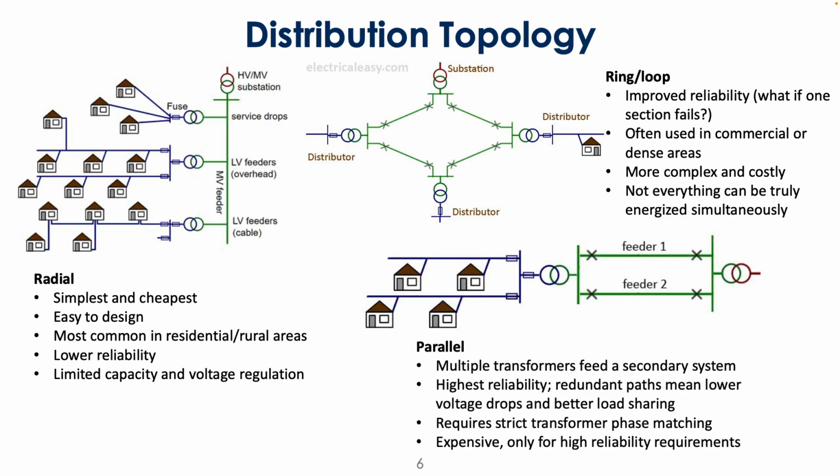Yeah, and then you can also run in parallel. So this is where you might have multiple transformers feeding a secondary system. Typically, it gives the highest reliability, you might have more redundant paths, and so it's better for voltage regulation as well. But it does require phase matching between multiple transformers that are coming into different feeder lines.